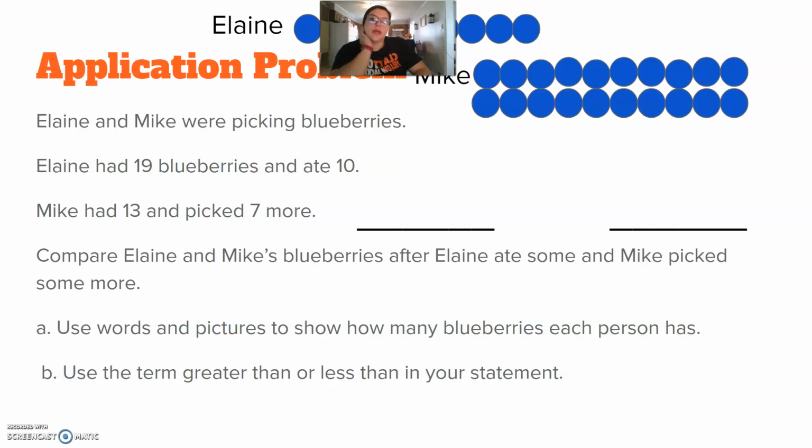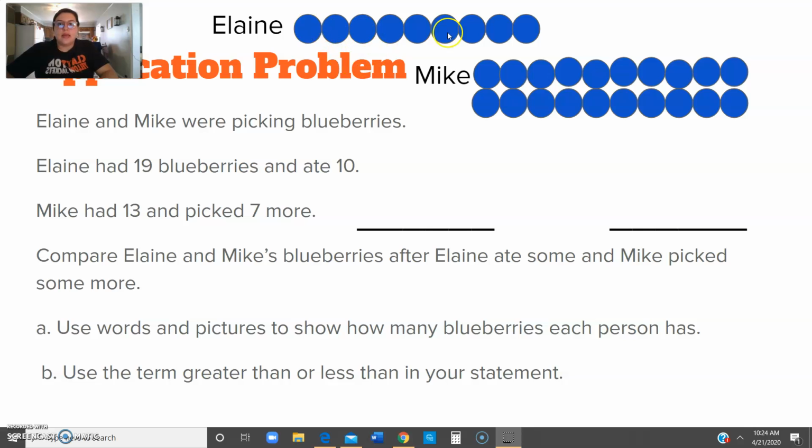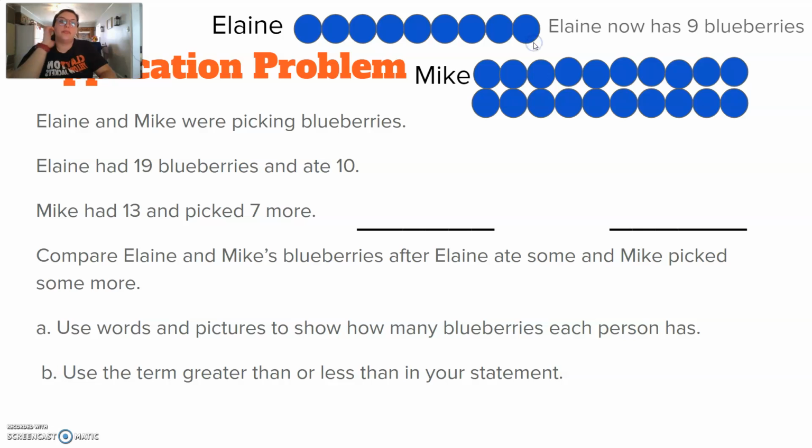So how many blueberries does Elaine have now? Well, we can count them. 1, 2, 3, 4, 5, 6, 7, 8, 9. I don't know if you guys can see them with my face in the way. Okay, there's the 9 blueberries that she has left over. Elaine now has 9 blueberries.